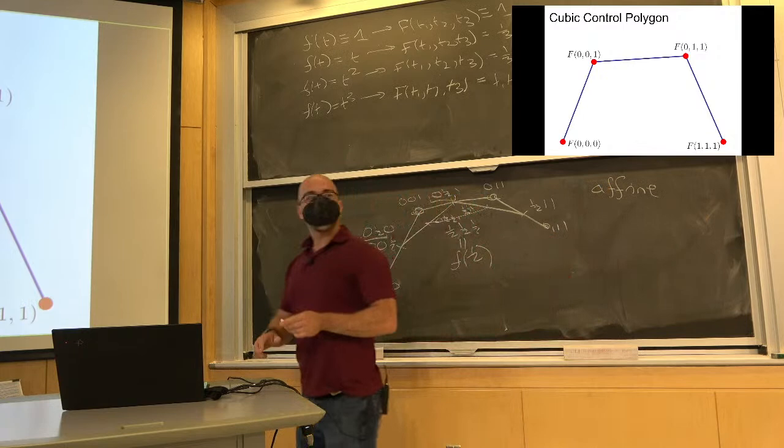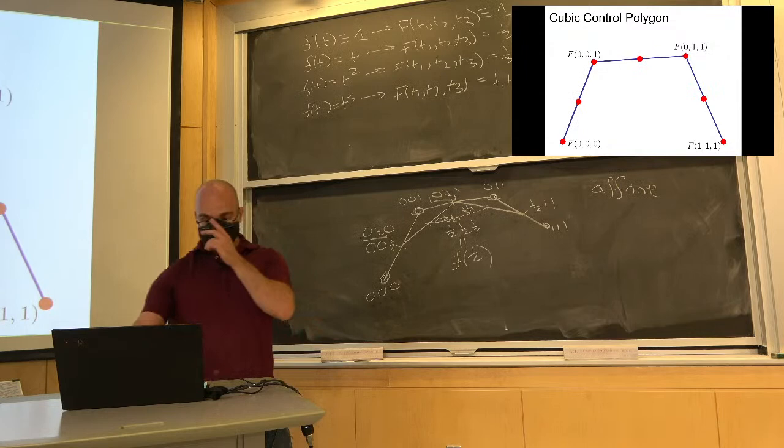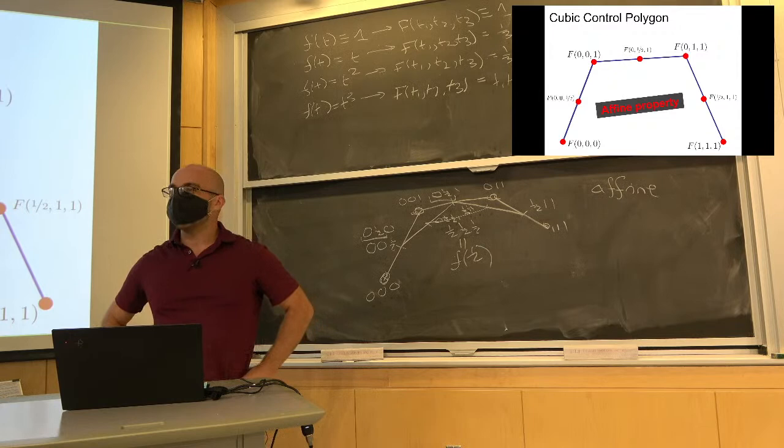So as a review, we took everything, we divided it in half, and that gave us these labels here: 0, 0, 1 half, 0, 1 half, 1, and 1 half, 1, 1. Now we can permute those labels any way that we want by the symmetric property.